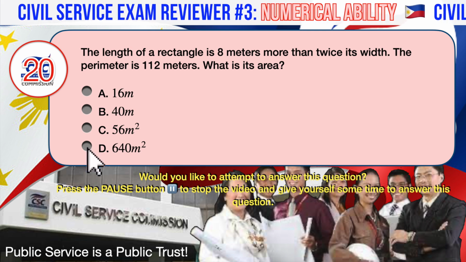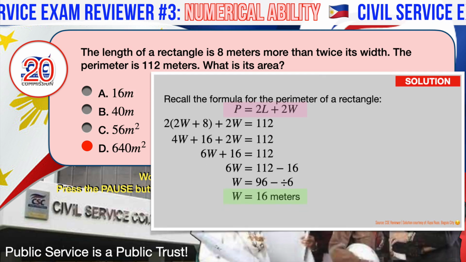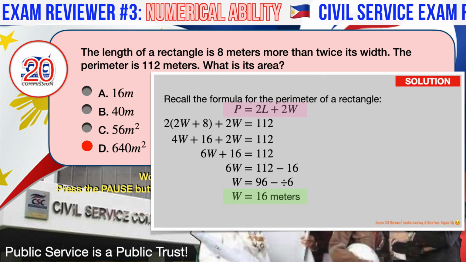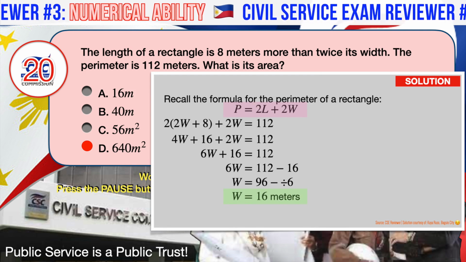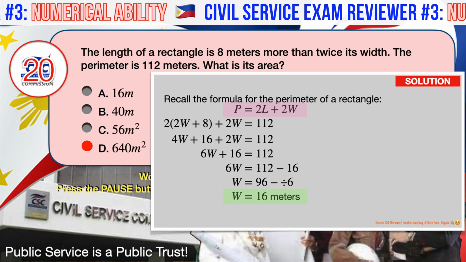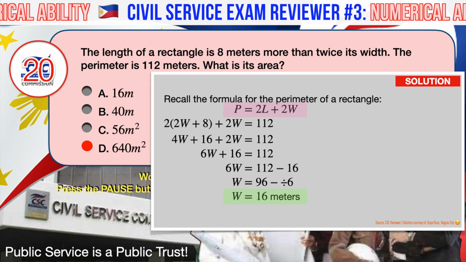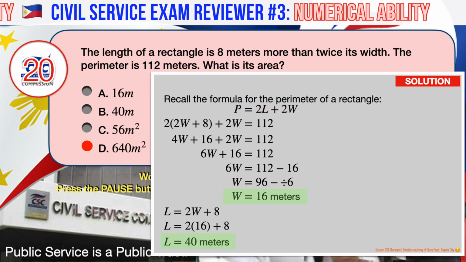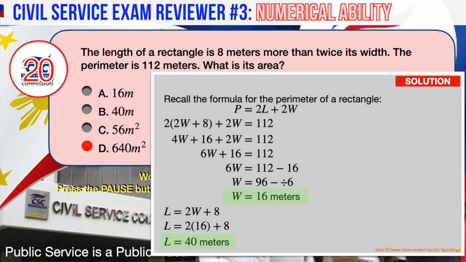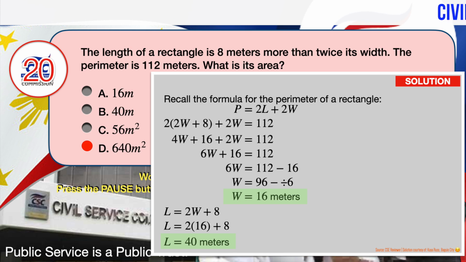The correct answer is D, 640 square meters. Recall the formula for the perimeter of a rectangle. Perimeter equals twice the length plus twice the width. But the length is given as 8 meters more than twice the width, so let's plug that into the formula. And from the resulting equation we should be able to solve for the width, which is 16 meters. Recall again that the length is 8 meters more than twice the width. Now that we know the width, we can find the length using this information. We'll arrive at a length of 40 meters.